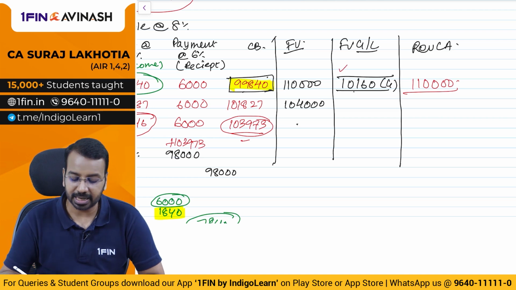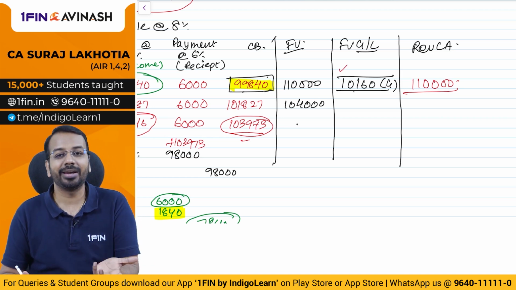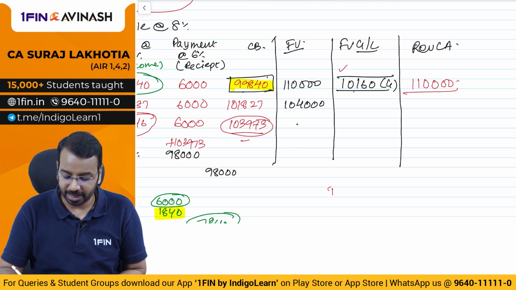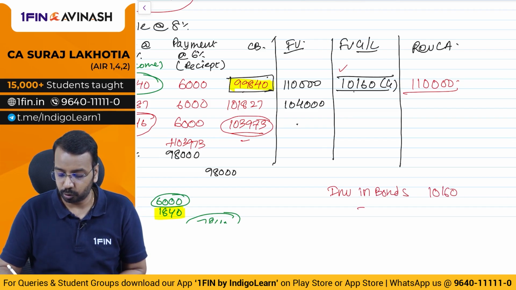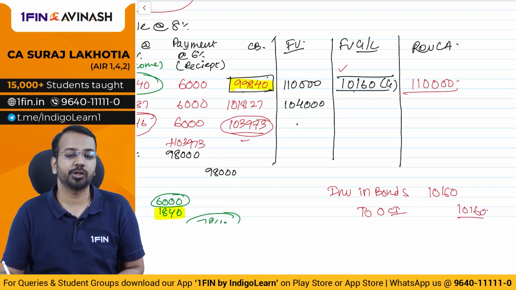So, then what about this gain? This gain has increased the value of my bond. So, I will say investment in bonds debit 10,160 to other comprehensive income 10,160.